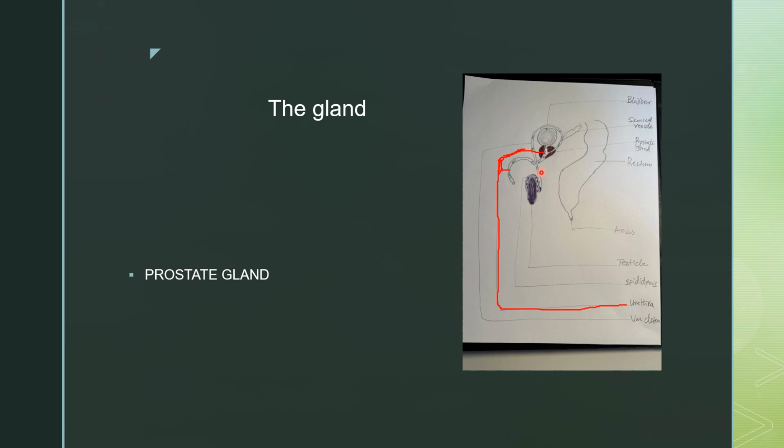The size of the prostate gland is about that of a walnut or a ping pong ball. It is situated below the bladder. You can see right here, this is the bladder, and this is the prostate gland. It surrounds the upper part of the urethra. That is why when it is enlarged, either as a result of benign prostatic hyperplasia or cancer, it is going to compress the urethra, and then the flow of urine will be appreciably affected.